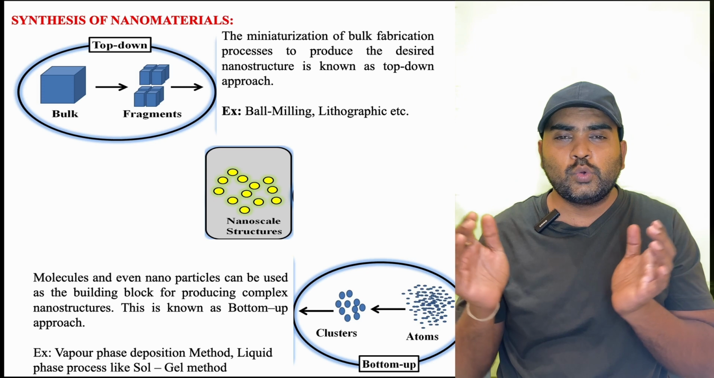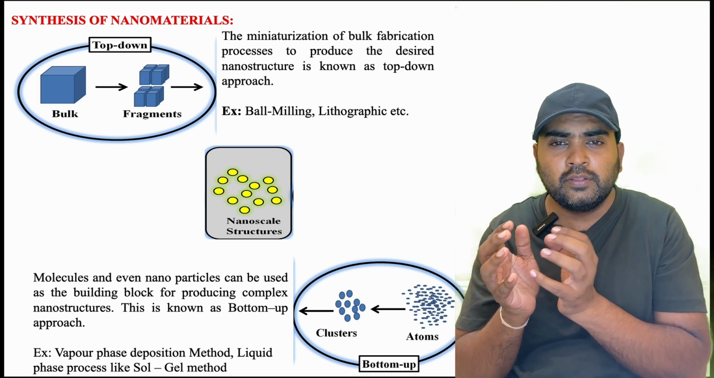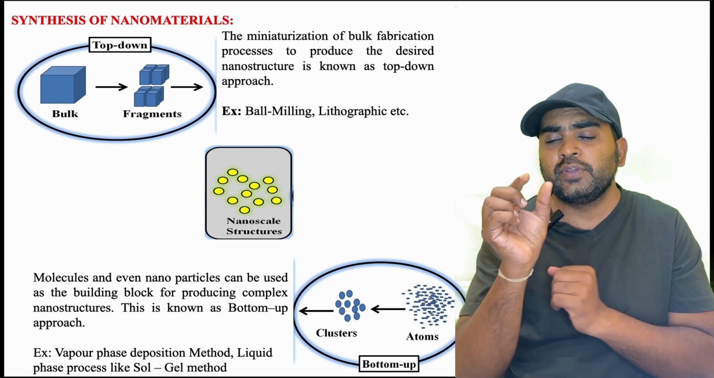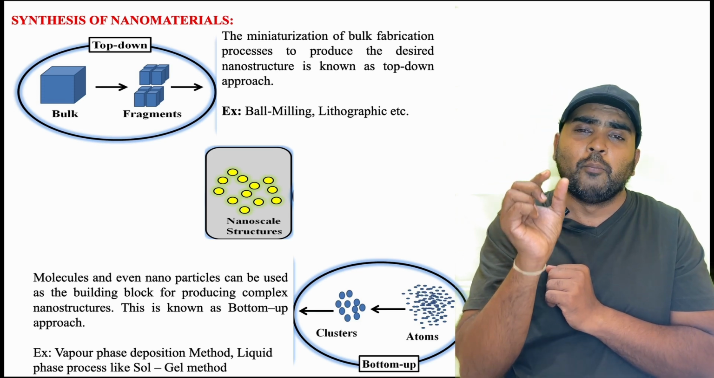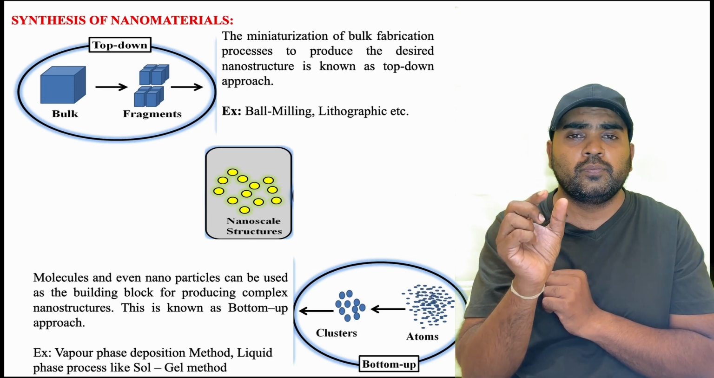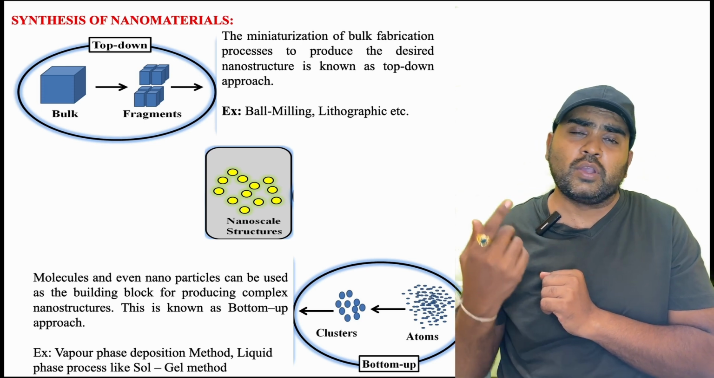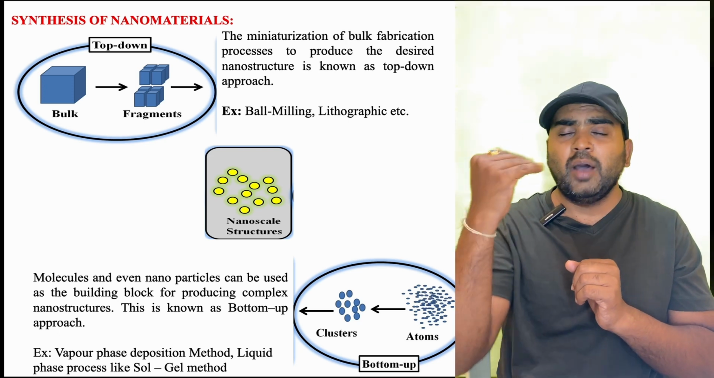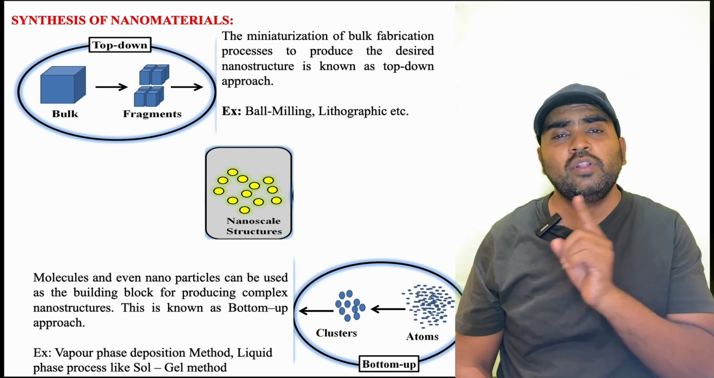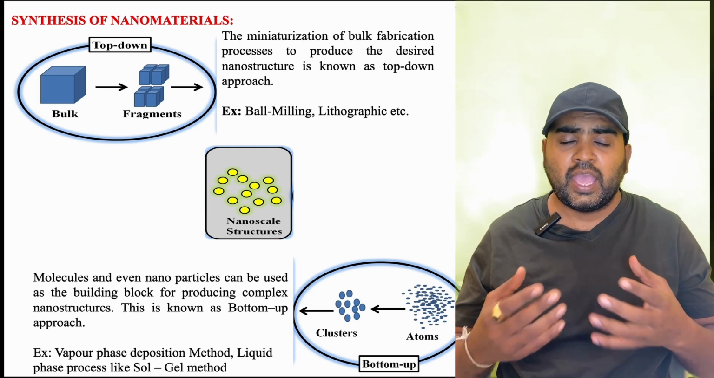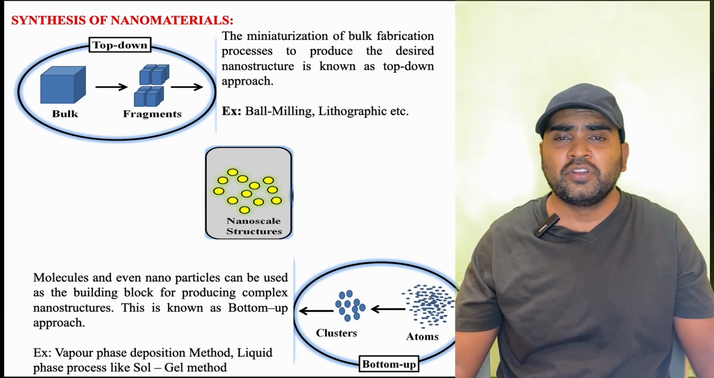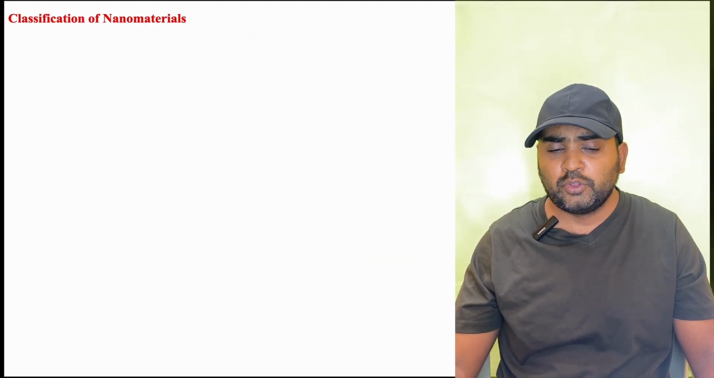Means we are trying to accumulate all smaller particles, and the outcome of that process is that we generate a molecule which is a complex nanostructure. And this process we call bottom-up approach. Example for this, we have soldier method, or we can say paper-based deposition. I hope you understand this process.